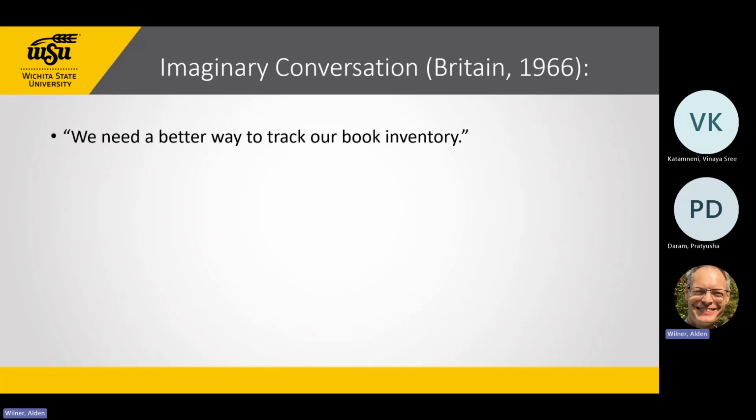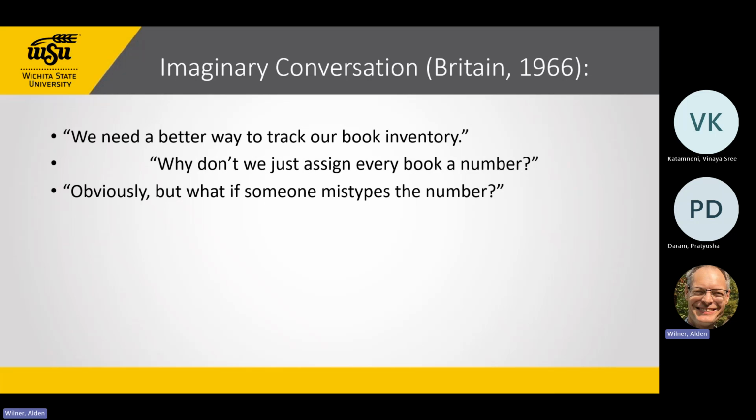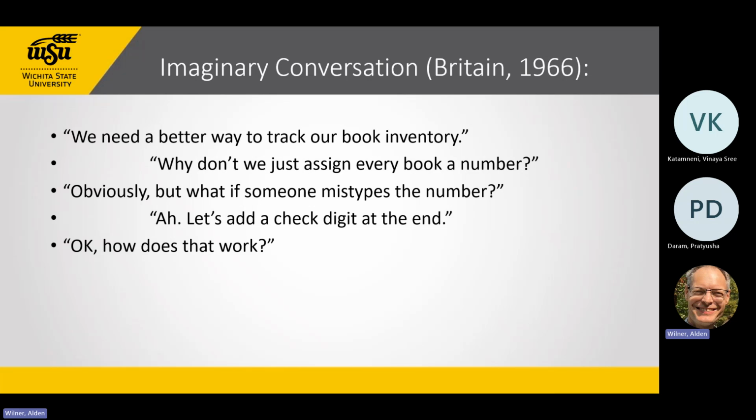We've got an imaginary conversation. Here's where I practice my fake British accent. We have an imaginary conversation between two booksellers in Britain, and we need a better way to track our book inventory. Well, says the second fellow, why don't we just assign every book a number? Obviously, but what if someone mistypes the number? Let's add a check digit at the end. Okay, how does that work? I suspect Brits don't actually say okay, do they? Like this.